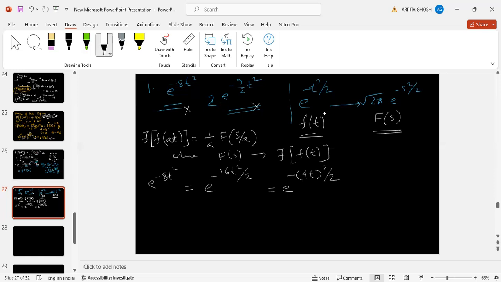That means for the first one we have to find the Fourier transform of f of 4t. See whether this is understood. We know the Fourier transform of e to the power minus t square by 2 and you have to remember it. You won't get any time for deriving it. Even if there is time, why should we work for nothing? We have to remember it. e to the power minus t square by 2 is the standard function and its Fourier transform is given by root 2 pi into e to the power minus s square by 2.